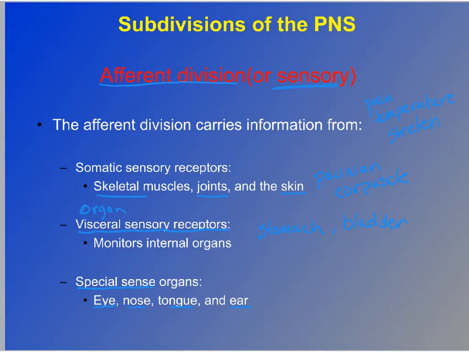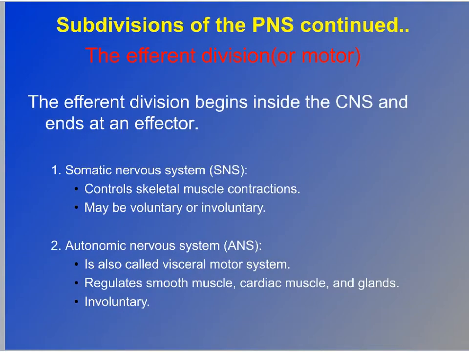So all of these locations, skeletal muscle, joints, skin, internal organs, and then the special sense organs, they're sending information back through the afferent division of the peripheral nervous system to the brain and the spinal cord. And the brain and the spinal cord are going to take that in, integrate it, process it, and then coordinate the appropriate motor response.